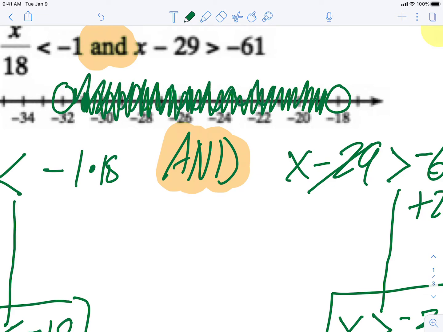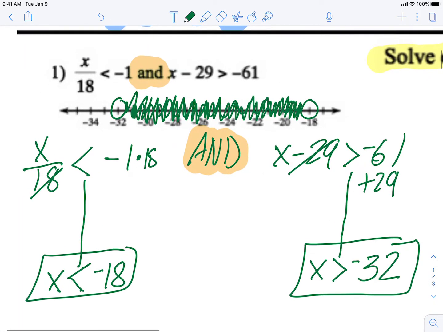Look at that. It's everything in the middle here. Technically, I could keep going all the way this way for negative 32. I could keep going all the way that way for negative 18. But this says "and." I want to know what they have in common. What do dogs and cats have in common? They're pets. They wear collars. They have fur. I don't want to know how they're different. I want to know what's the same.